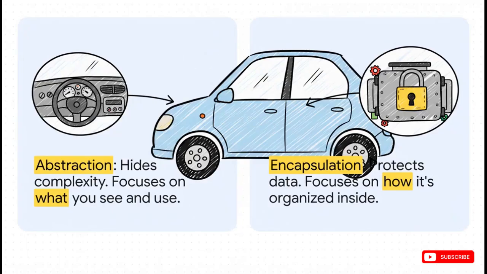So here's the key difference. Abstraction is all about hiding complexity. Its focus is on the outside view, making things easy for the user. Encapsulation is about hiding data. Its focus is on the inside view, protecting the internal state from being messed with. So, back to our car. The simple dashboard you use, that's abstraction. The sealed engine block you're not supposed to open, that's encapsulation.